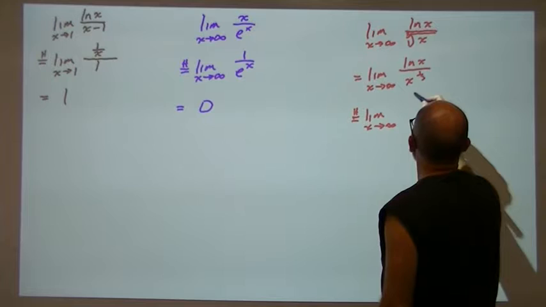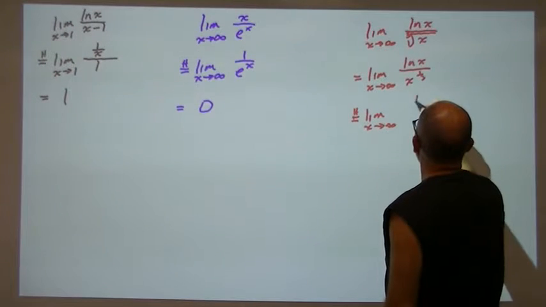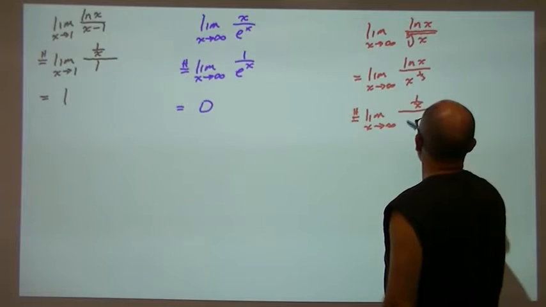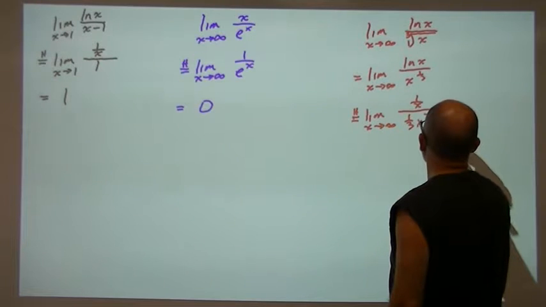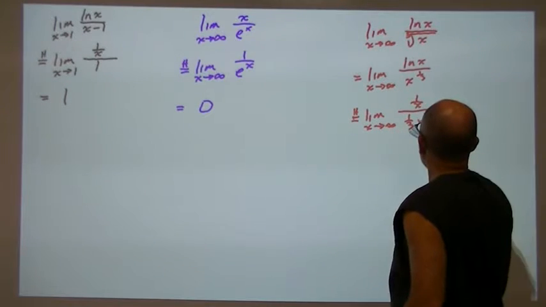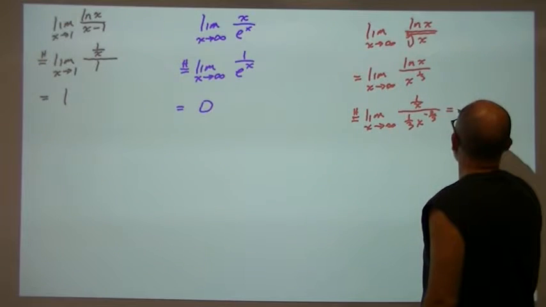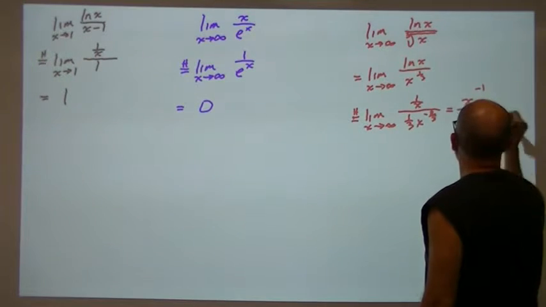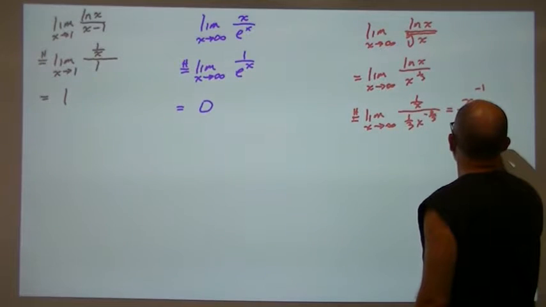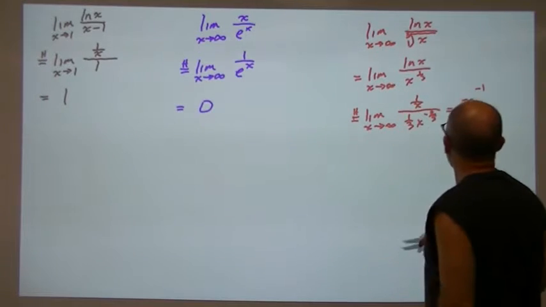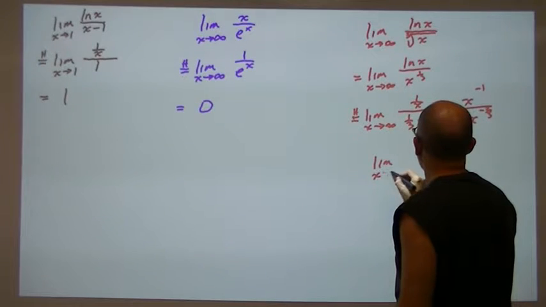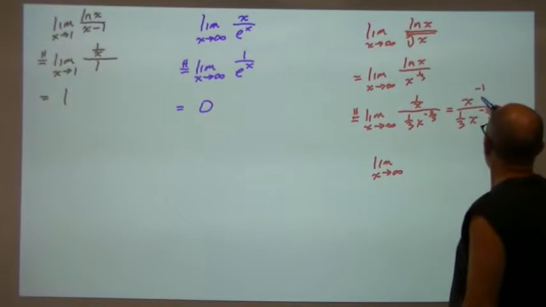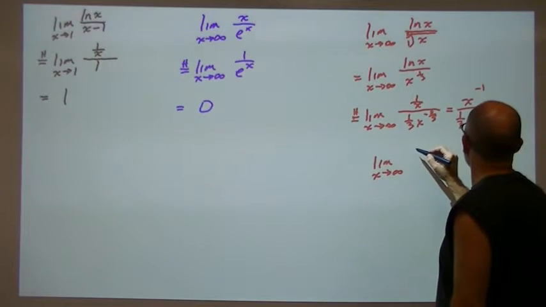And I end up with the derivative of natural log x, which is 1 over x, and the derivative of x to the 1/3, which is 1/3 x to the negative 2/3. Okay, so let's evaluate this. The 1 over x really is x to the negative 1, over 1/3 x to the negative 2/3. All right, now, the 1/3 becomes a 3 on top.